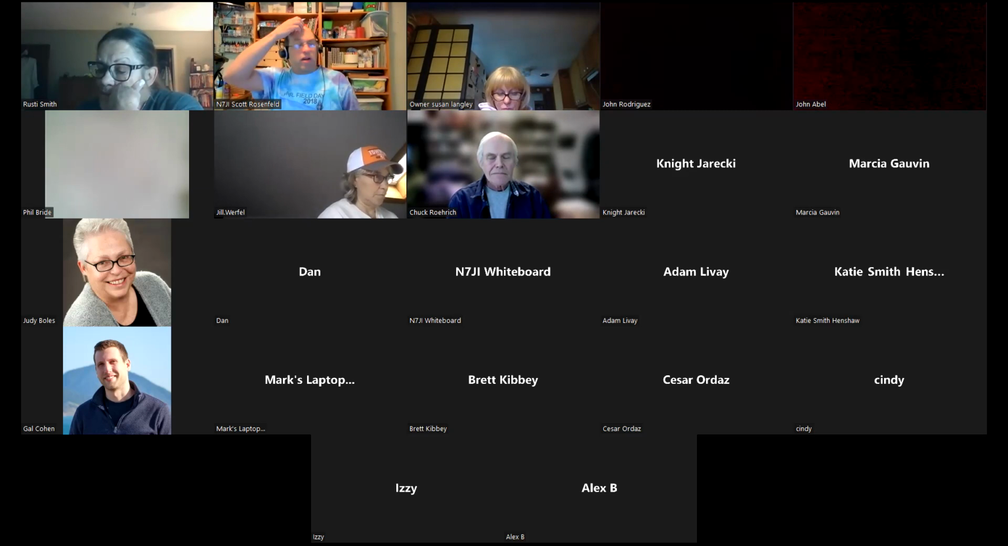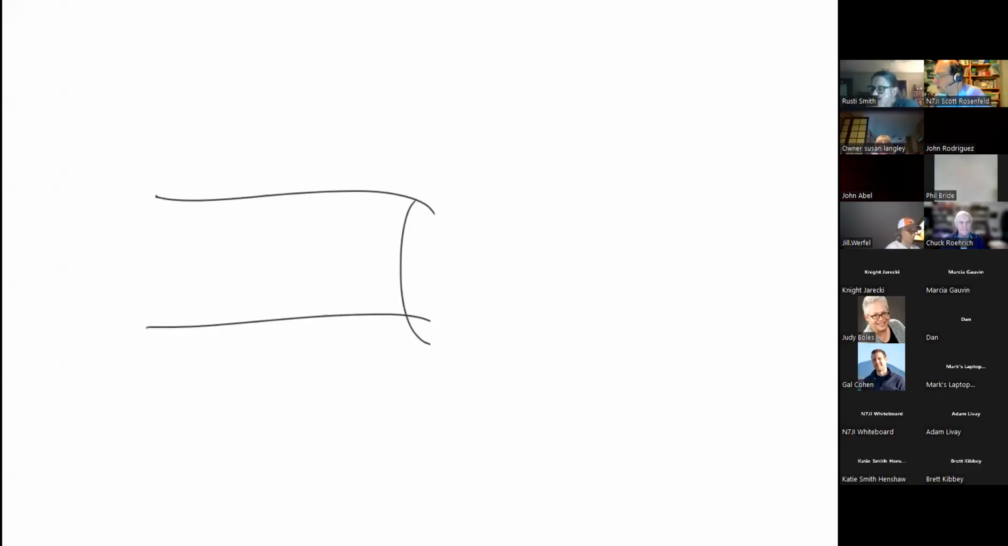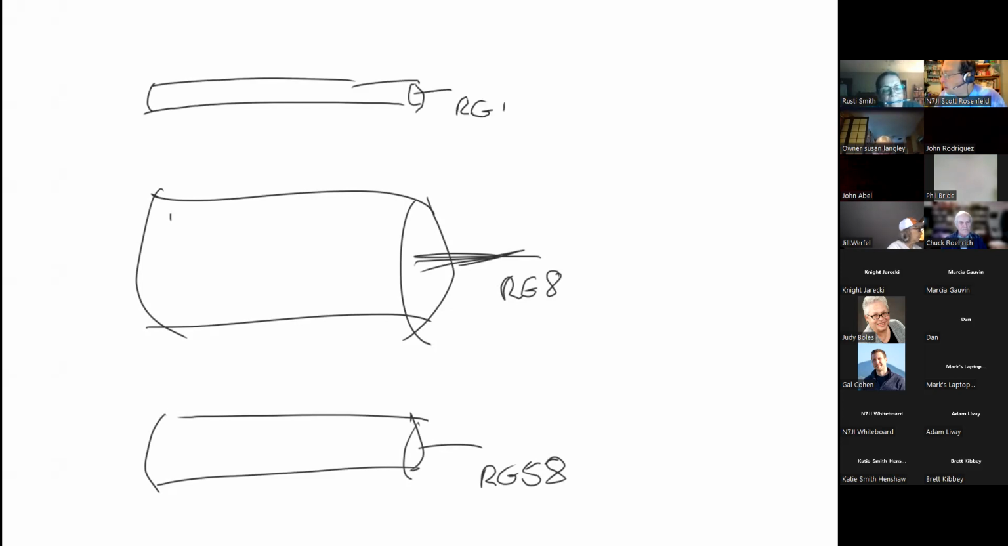The main difference between RG8 and RG58, so I'm going to draw RG8. And I'm going to draw RG58. What did you just say if it was smaller and smaller? Here we go. This is RG8, and this is RG58. And I can also draw the RG174. These are all 50 ohm cables, drawn roughly to scale.